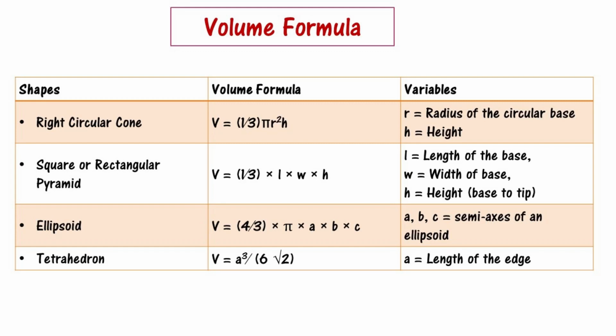That is 1/3 into length into width into height. Now comes the ellipsoid. That is 4/3 pi a into b into c, where a, b, c are the semi-axes of the ellipsoid. Now the tetrahedron. That is a cubed by 6 square root of 2, where a stands for the length of the edge. So these are some of the formulas related to volume.